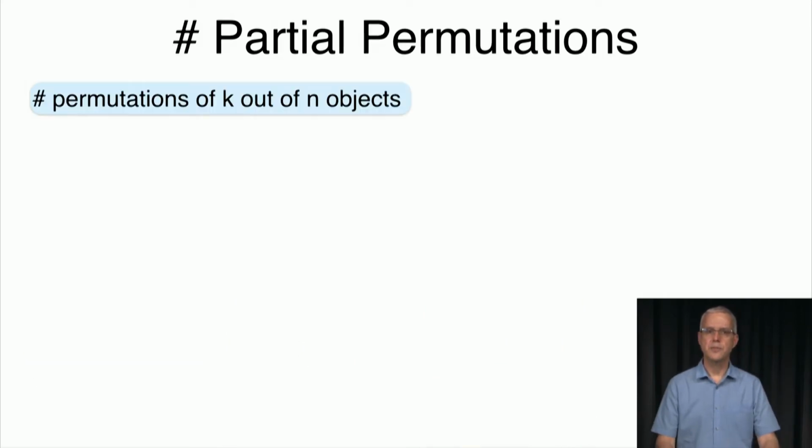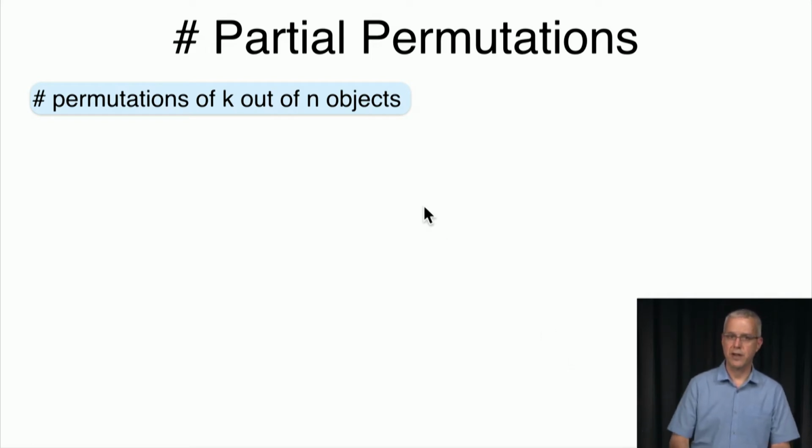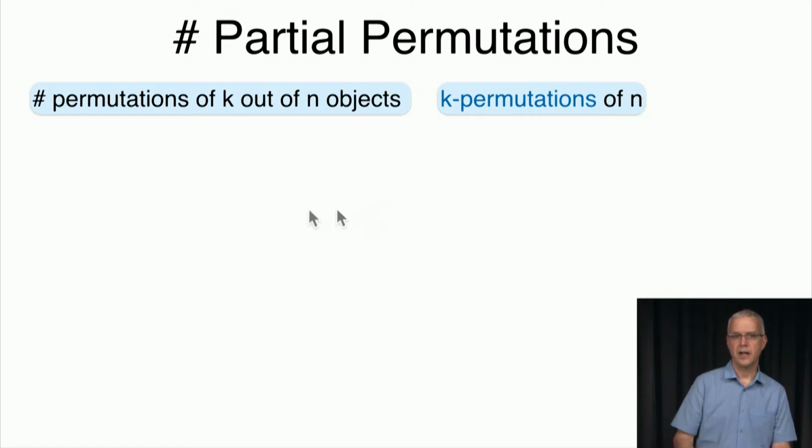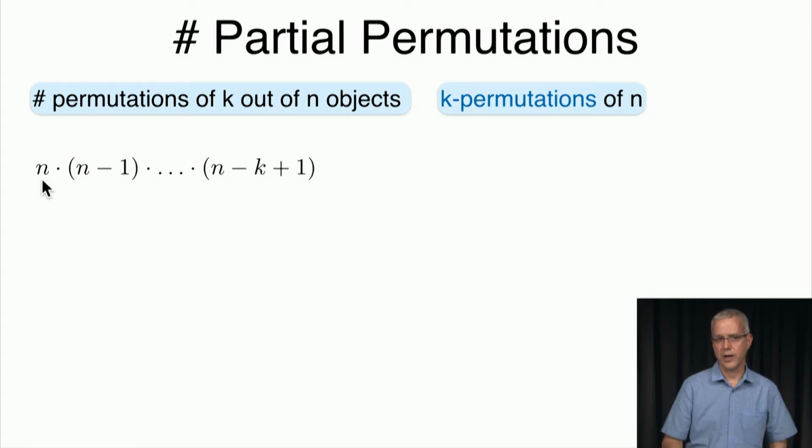Okay, so how many partial permutations are there? We call such permutations, where you have n objects and you want to arrange k of them, a permutation of k out of n objects, or a k-permutation of n. And we want to calculate how many such k-permutations of n there are. So as we just said, there are n ways to select the first element, then n minus 1 to select the second element, and so on until we get to n minus k plus 1 to select the kth element, right? Because it's n for the first one and n minus 1 for the second, so it's going to be n minus k plus 1 for the kth element.